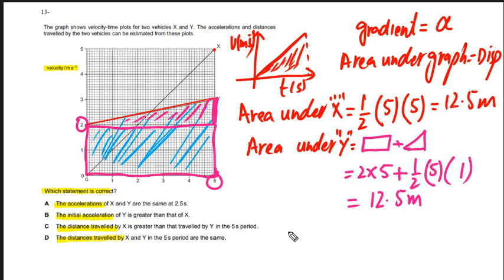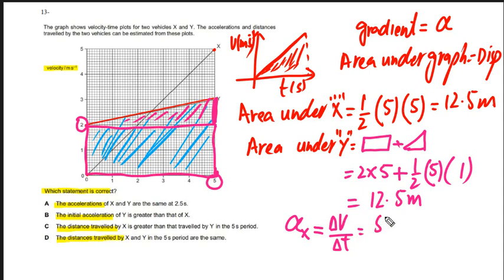Okay, so this is one thing we have found. Now let's try to find the acceleration of X. Acceleration of X simply means change in Y, delta Y by delta T, or we can say delta V by delta T, or delta Y by delta X for gradient.